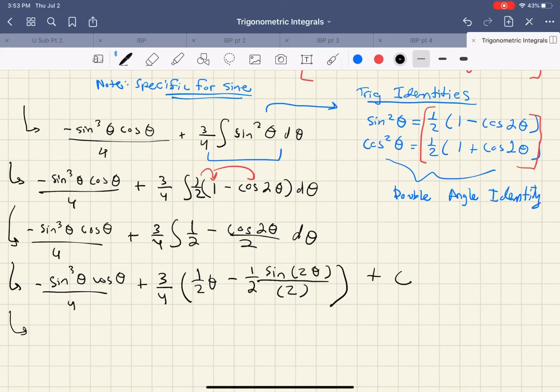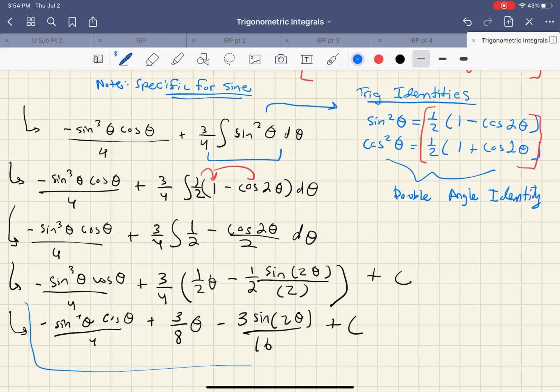And now we'll go ahead and bring everything down one last time. Negative sine cubed theta cosine theta divided by 4, plus 3 over 8 theta, minus 3 sine 2 theta all over 16, and then plus C because it's an indefinite integral with no bounds. And this right here is our final answer.